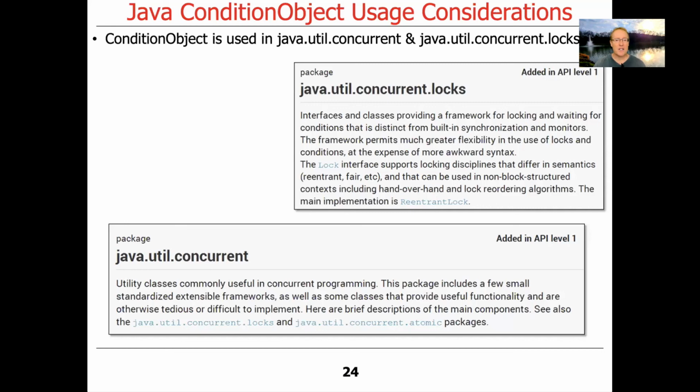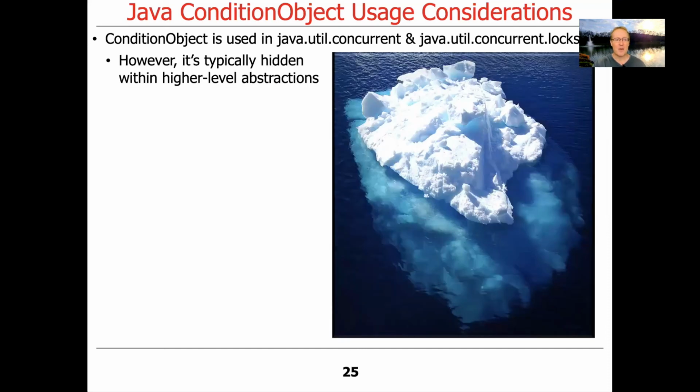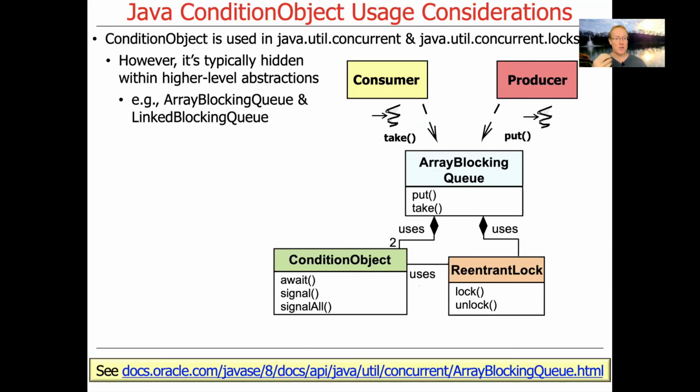Condition object is used quite extensively within Java util concurrent, and it's implemented in Java util concurrent locks, and there's some uses of that in some of the various classes defined there. However, in practice, you almost never access condition objects directly in your code. You almost always hide them behind some higher level abstractions. And of course, the classic example of this, and almost in some ways the defining example, is using condition objects to implement array blocking queue and linked blocking queue. So those in my mind are kind of the canonical uses of condition objects.